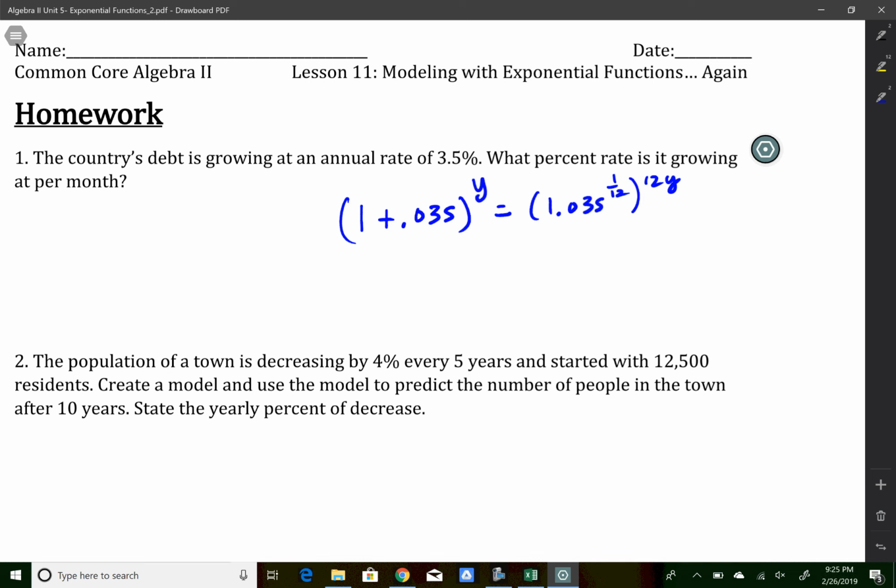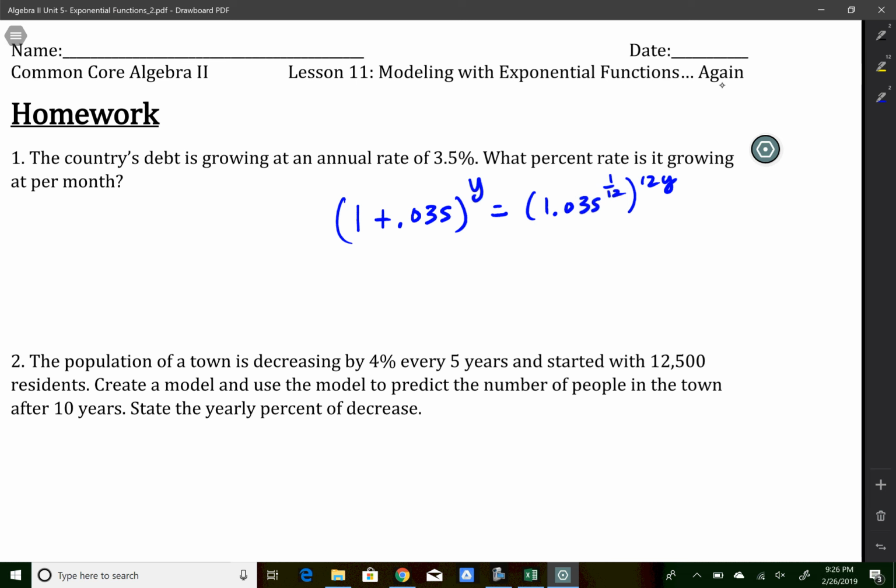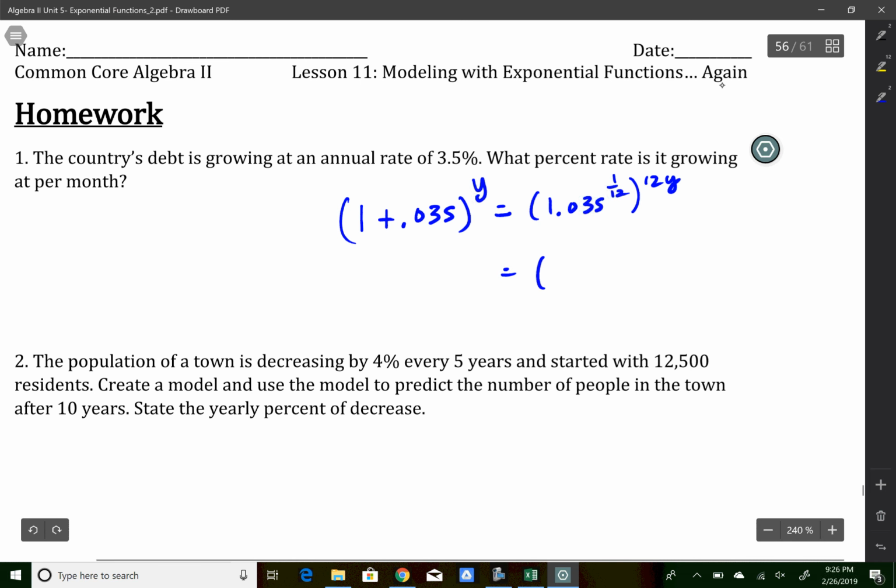So now I just have to type that part on the inside of the fraction in my calculator to make it look nicer. So that's the same thing as me saying 1.0029 to the 12y. Remember, 12y represents the number of months. That's why it's the monthly rate. So what is the monthly rate? It's 0.29%.